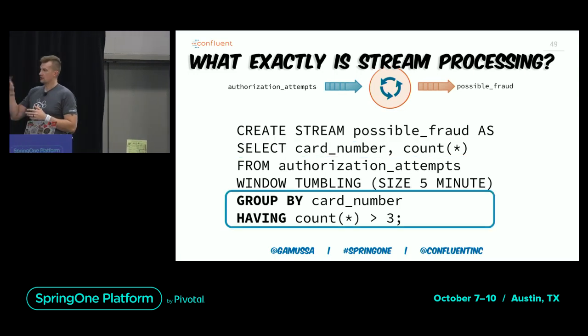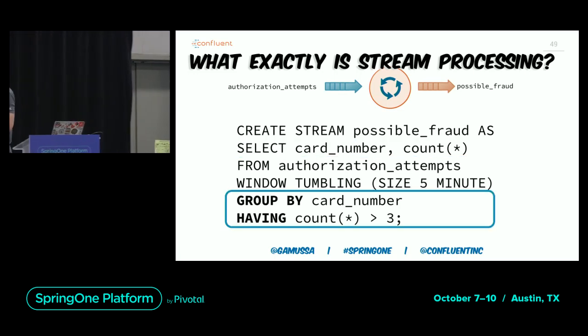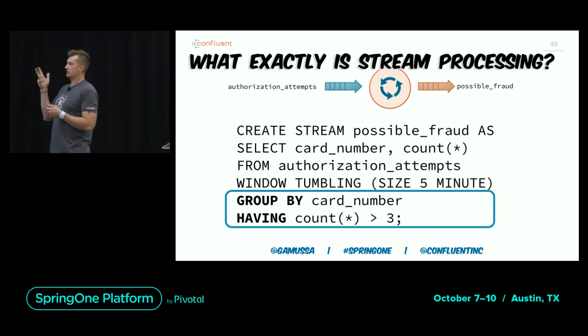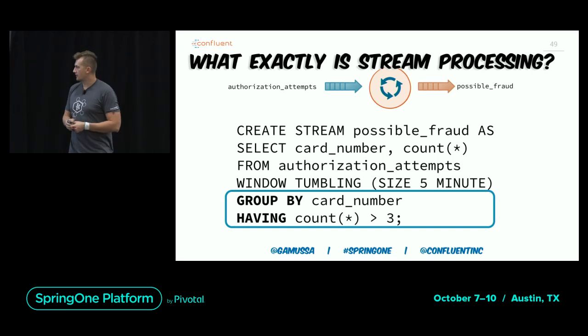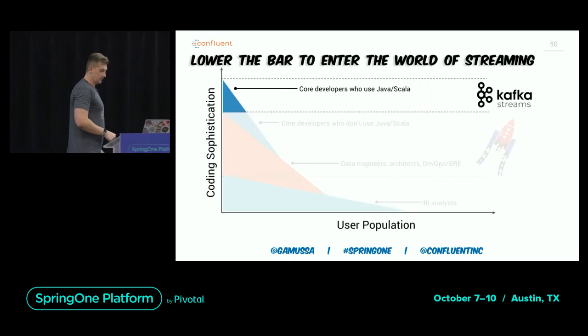And also, this is the logic where we say, hey, if the number of counts is more than 3, then do that: send or emit a new event, a possible fraud event.